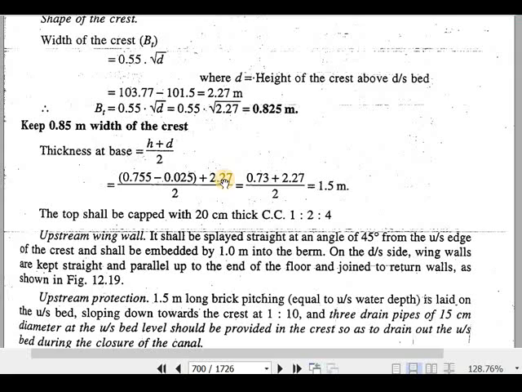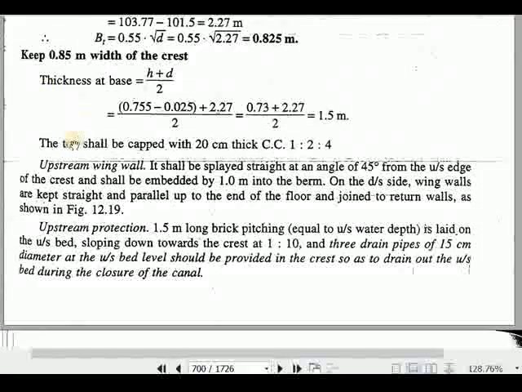What should be thickness at base, that is equal to h plus D by 2. So D is 2.27, what is h? Small h is equal to capital H height of water minus velocity head. Small h plus D over 2, that is 1.5 meter should be its thickness at its base.